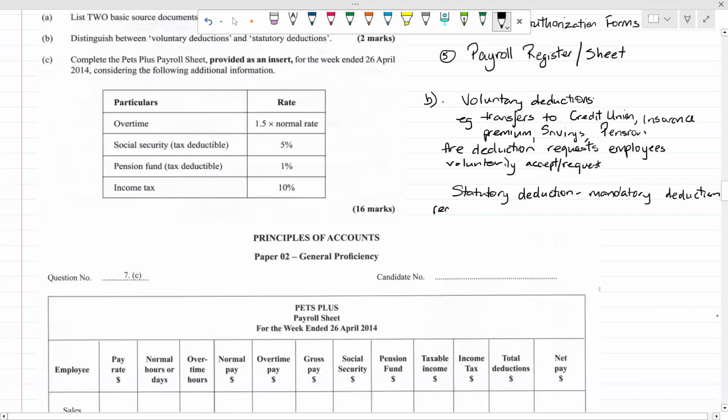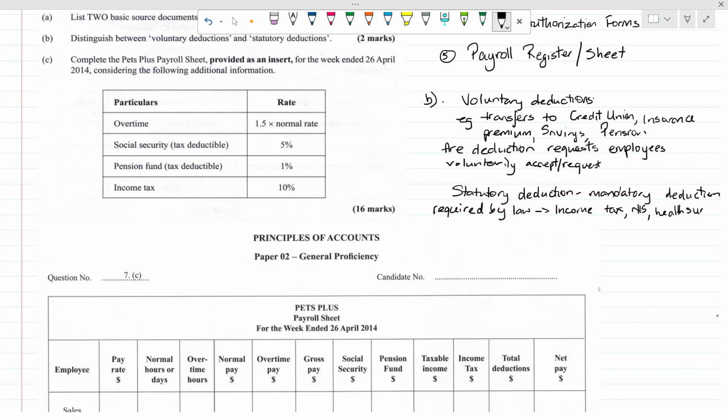And they are required by law. This includes things like income tax, NIS, and health surcharge. Yeah?